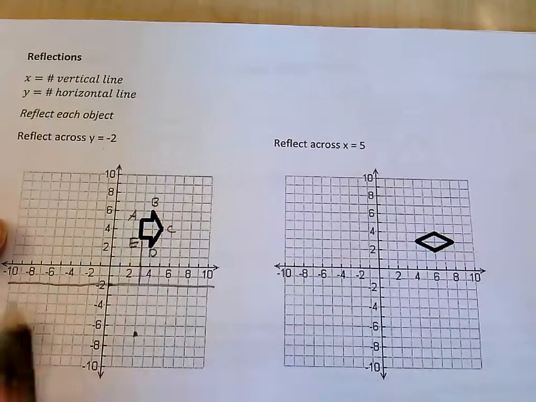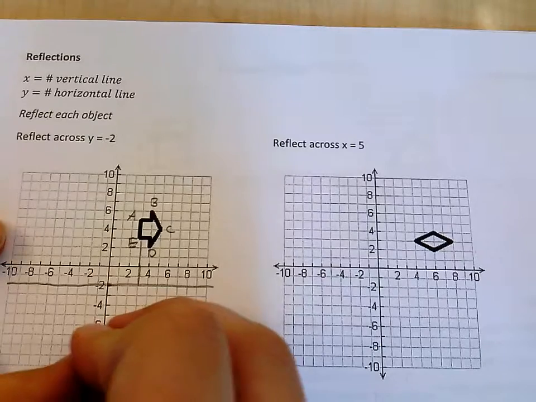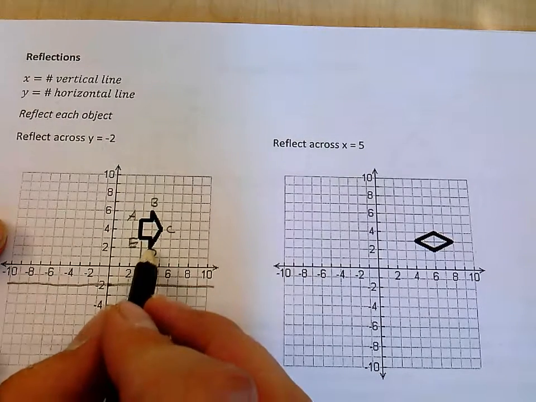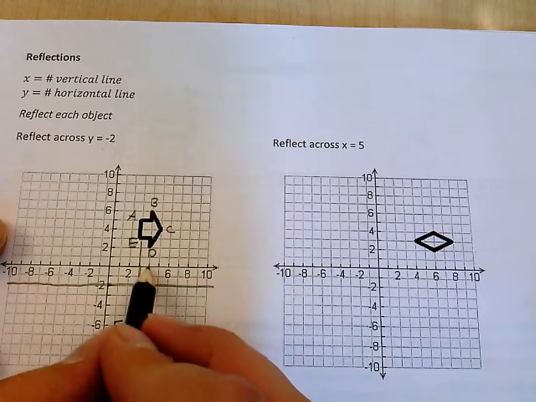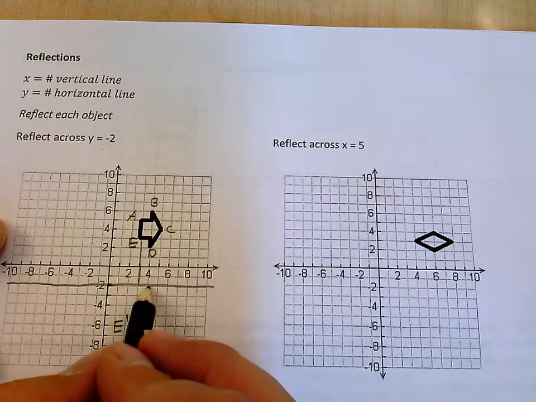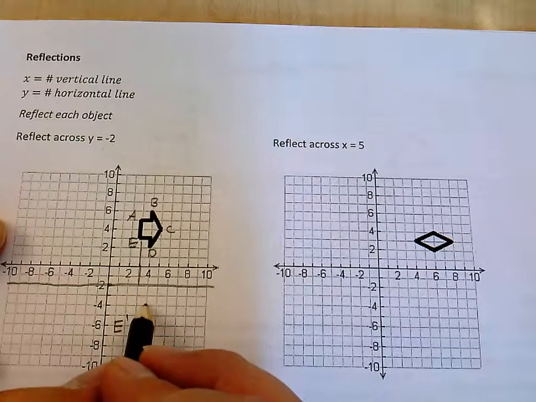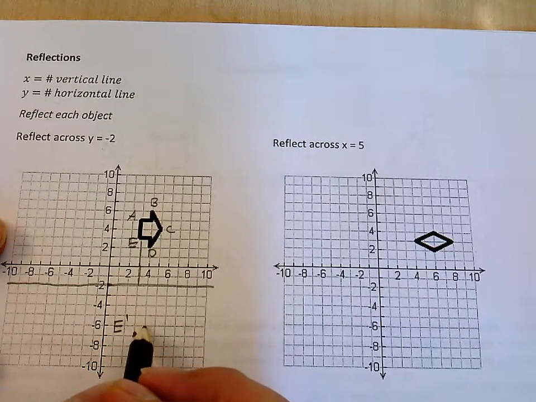Now, this becomes my E prime, or the copy. Okay? Let's do the same thing with D. D is 1, 2, 3, 4. So I'm going to do the same thing away from the line. 1, 2, 3, and 4.